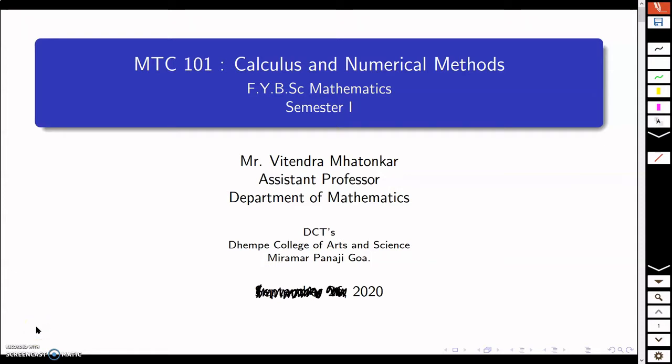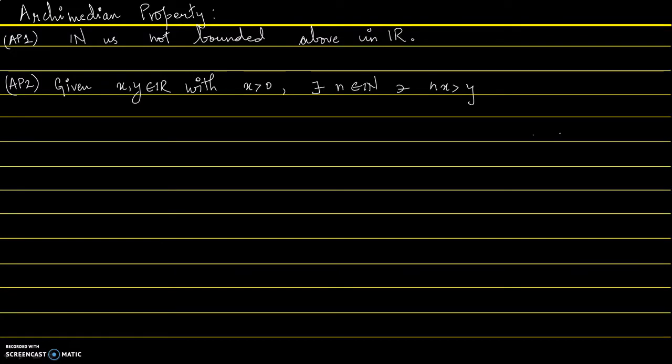Let's first recall the Archimedean property that I discussed in the last video. These were the two forms of the Archimedean property that we saw. The first one, AP1, says the set of natural numbers is not bounded above in R. And the second one says if you give me any two real numbers x and y with x positive, then there exists a natural number n such that nx is greater than y.